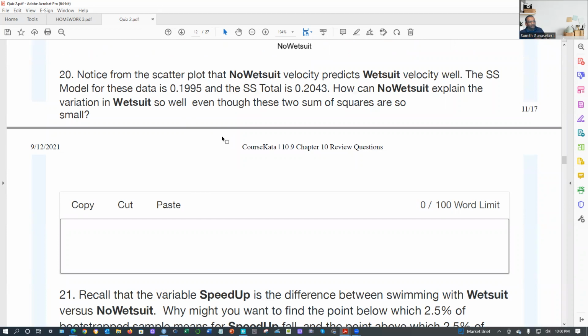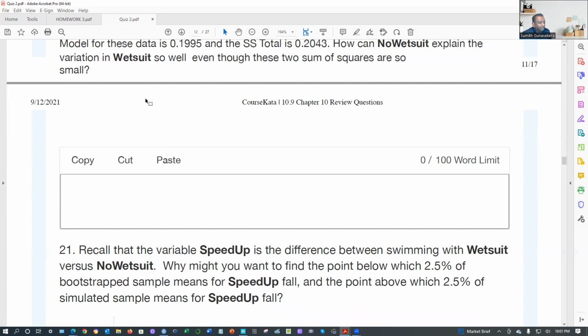How can we now explain? They say very well that wetsuit velocity is very well predicted by the no wetsuit velocity. The assessment for this one is 0.1995 divided by 0.2043, which is 0.97, 97%. That means it's a very good fit, an extremely good fit.